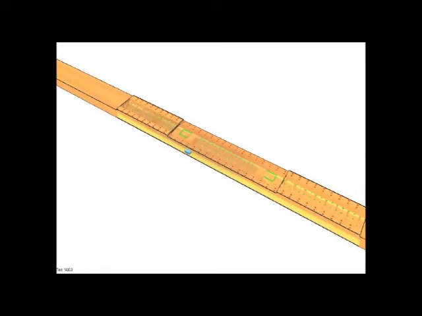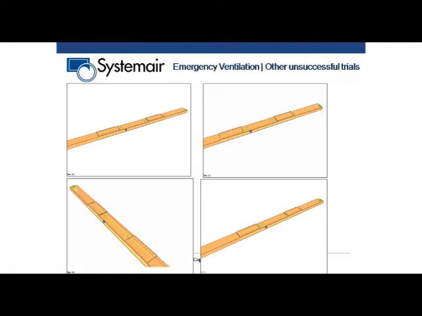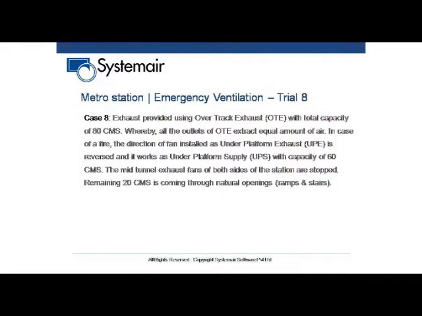So here we see various cases that we tried, unsuccessful cases, with various permutations and combinations of what the possible changes could be. In all the cases there was some problem, some area which was not properly extracted. Eventually, in our 8th trial, we were able to come up with a system where the overtrack exhaust was 80 CMS, the air conditioning supply was completely stopped, and there was a newly installed under platform supply which supplied air under the platform at 60 CMS.